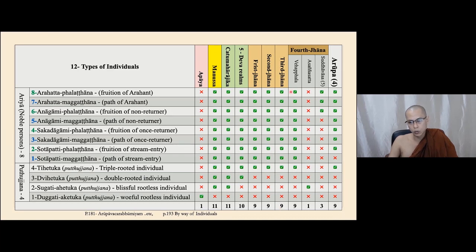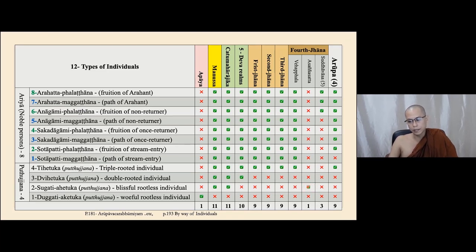And also the Vehapphala of the fourth jhana realms. There you can find the 9 individuals of Tihetuka. So starting from the triple-rooted individuals, the higher noble persons, altogether 9 individuals you can find. And for the Asannasatta, only one type of blissful rootless individual, as their only materiality. So all the materiality is rootless.